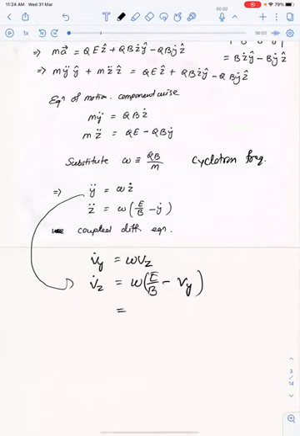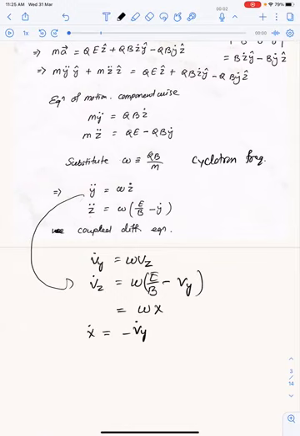Now you substitute E by B minus Vy as X. That's when you can put something like omega X. If you do that, you can see that X dot will be nothing but, since X is E by B minus Vy, X dot will be minus Vy dot. E by B is a constant, so it will be only minus Vy dot.